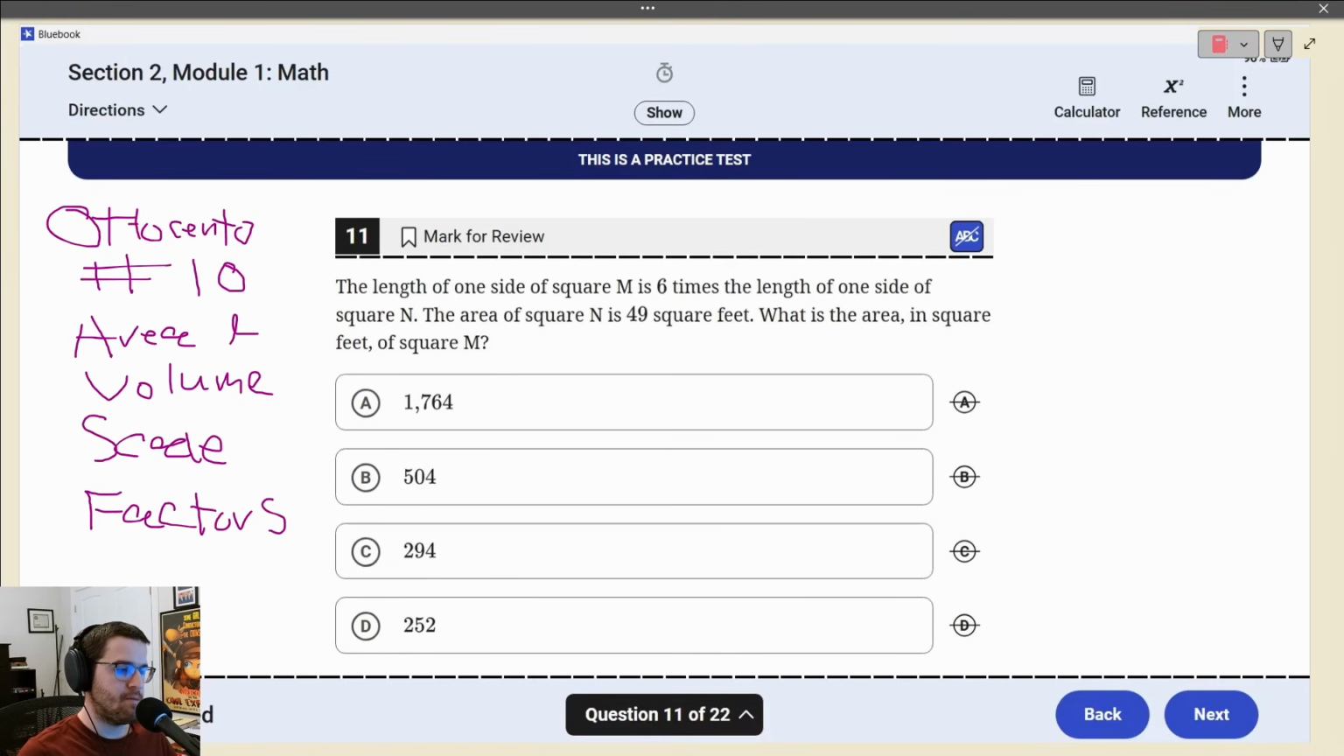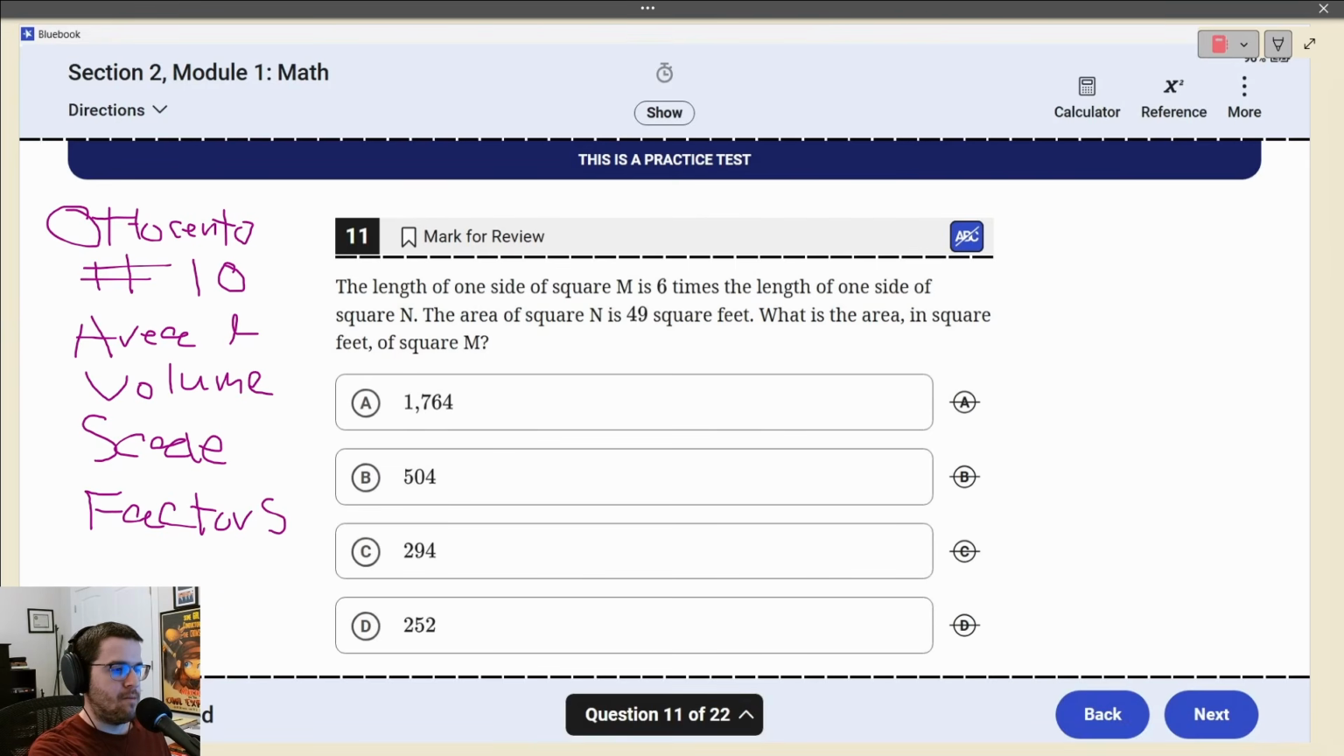Okay, question 11. I go over this in great detail, guys, in my Ottocento number 10, area and volume scale factors. This is one of the most poorly misunderstood concepts. Please go watch it. I also have a short that goes over it briefly if you want the abridged version, but go watch the longer video and do the worksheet because the practice will help you.